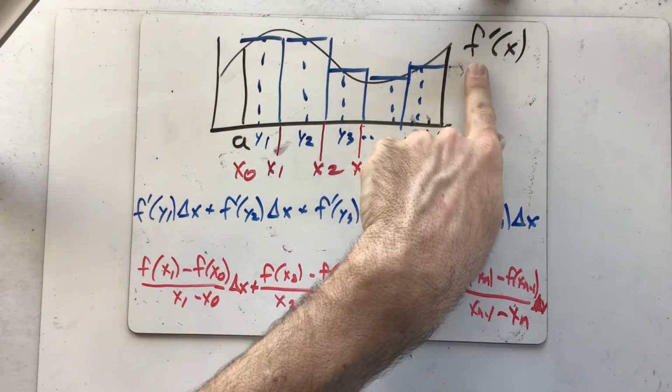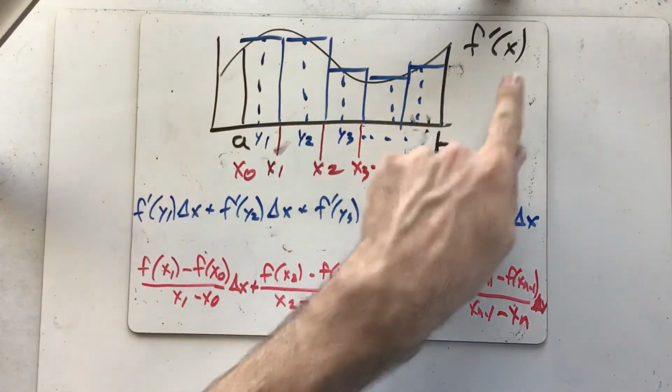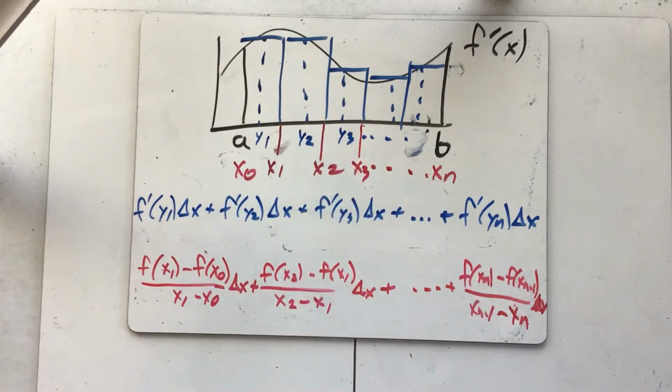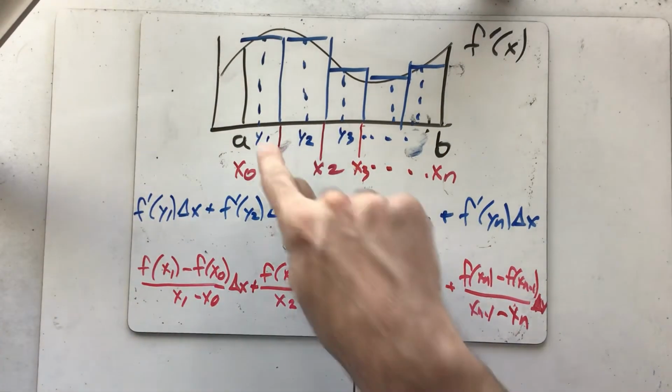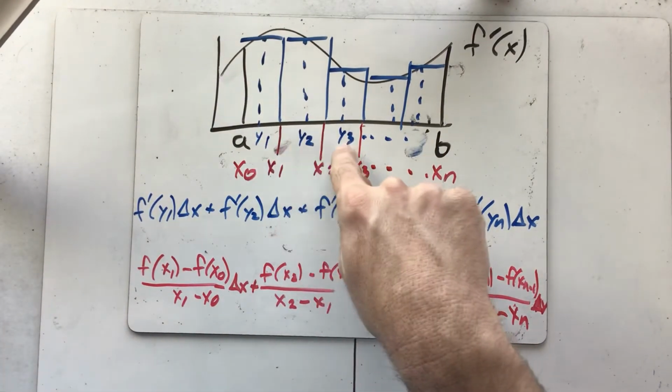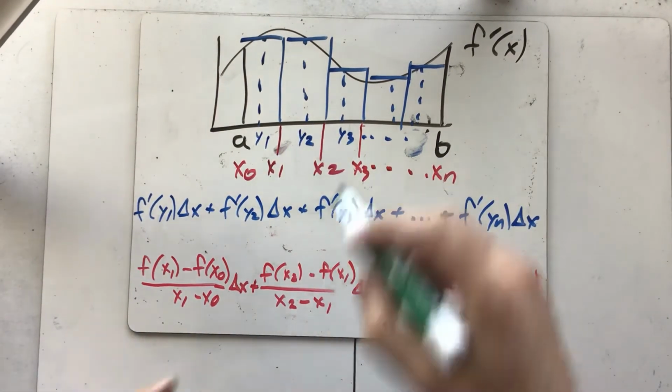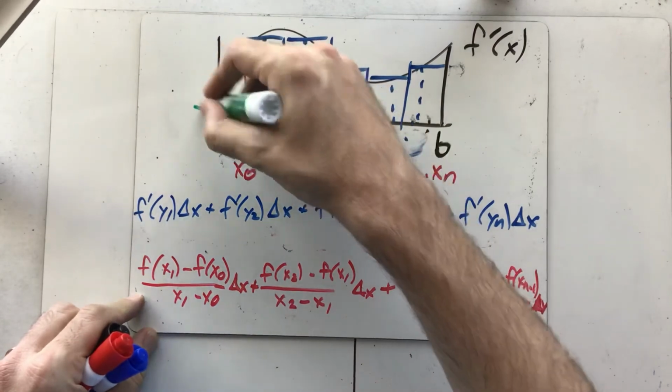Well, if this function is f prime of x, and I have my graph here, then what I'm going to do to find the area is break it up into a bunch of rectangles. Well, I can actually pick any point I want on those rectangles. So what I'm going to do is use the mean value theorem to find these points.